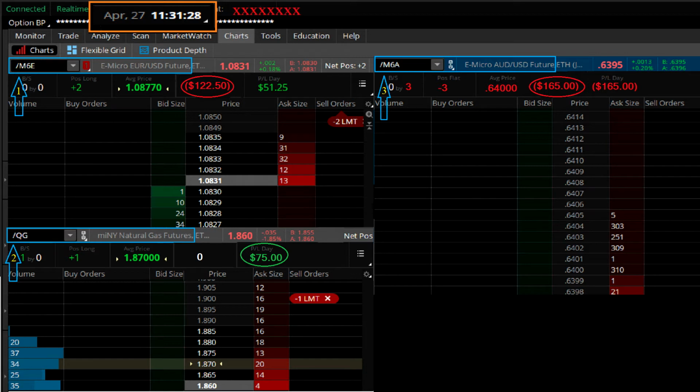Okay? Okay, upper right-hand corner. Again, we're still looking at Monday morning here. This is the M6A E-micro Aussie US dollar futures. It's trading at a negative $165. So that one's gone, is working in the opposite direction. It's not profitable at that moment. So I've closed 1 contract on the E-mini natural gas to take a $75 profit on Monday morning. The other 2 futures products, the positions are still open.